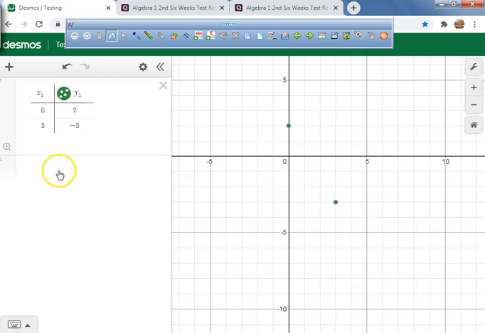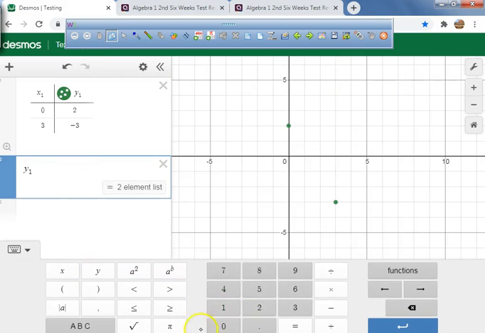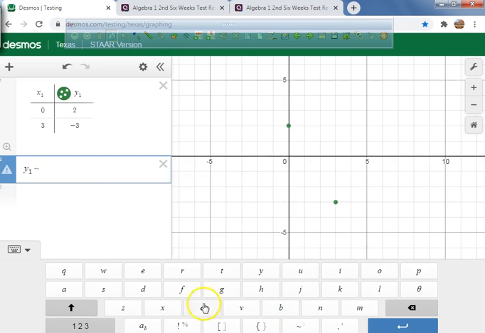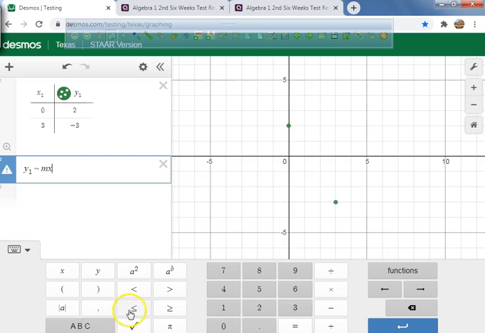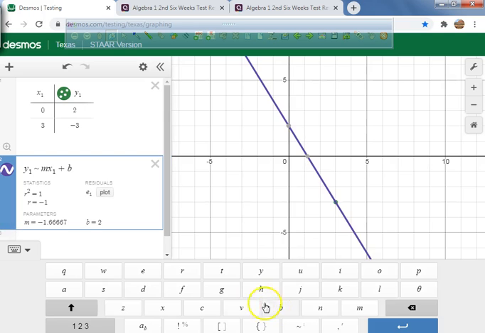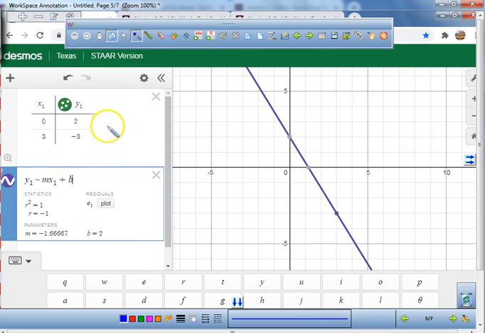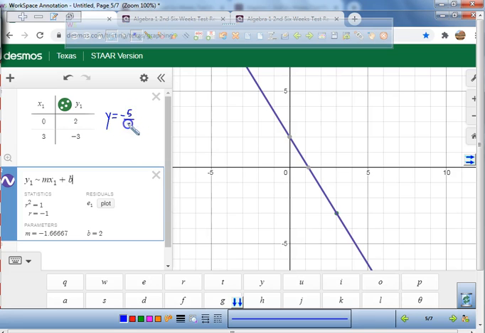So check this out. If I typed in y1, tilde, mx1 plus the letter b, can you guys see right there? There's the slope, there's the y-intercept. So in your journal, could you guys write the actual equation is y equals -5 over 3 x plus 2. That's your equation in slope-intercept form.